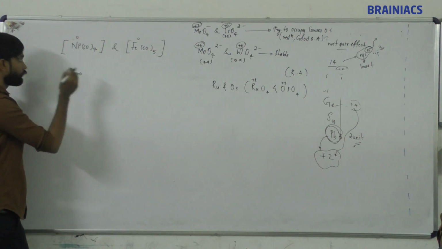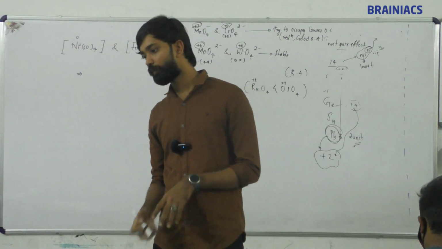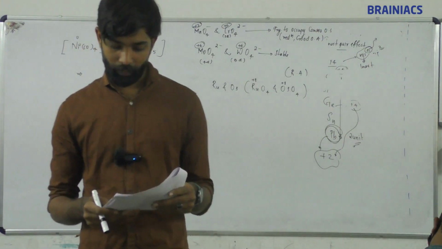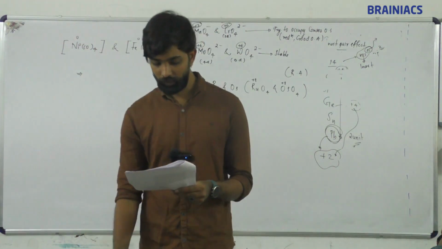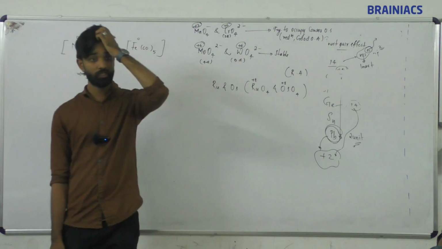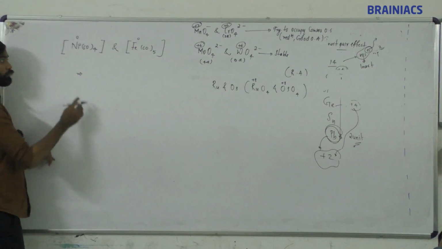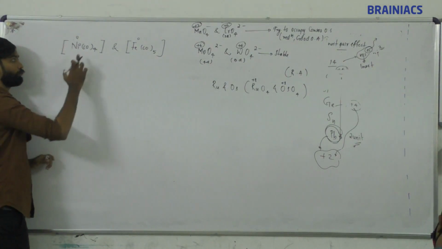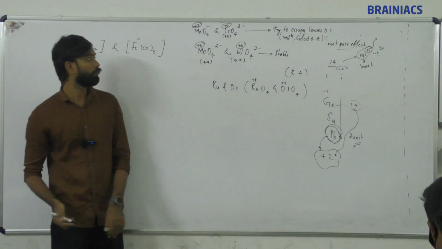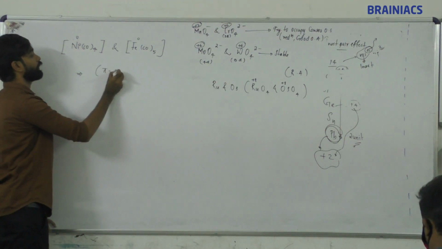Write a point here: the metal has a back donation tendency to the ligands. That is discussed in your coordination compounds, the synergic effect. There is a back donation of electrons from the metal to the vacant pi star orbital of carbon monoxide. Back donation tendency to the ligands, in bracket, pi acceptor ligand.